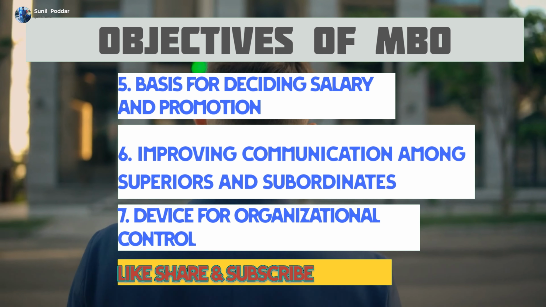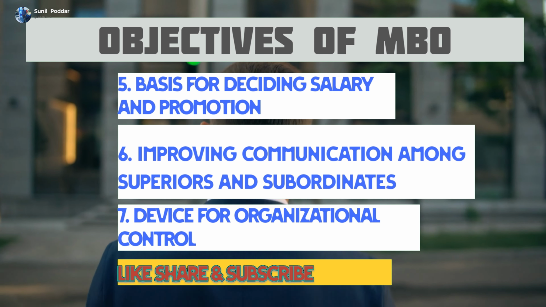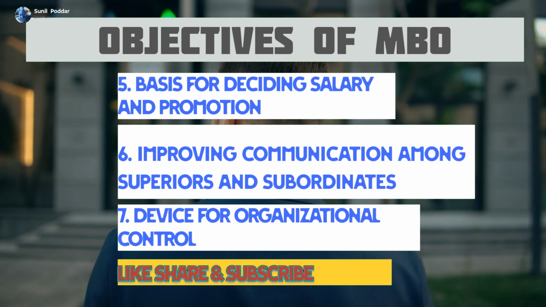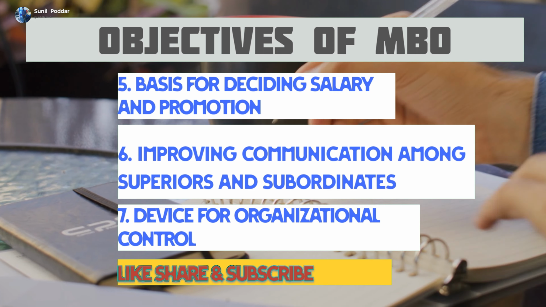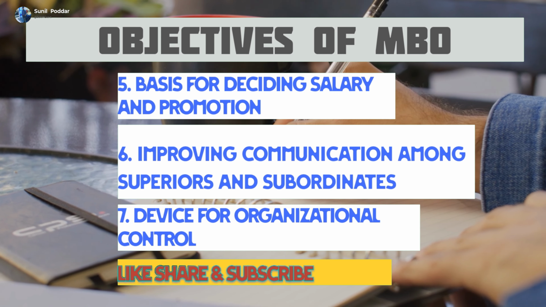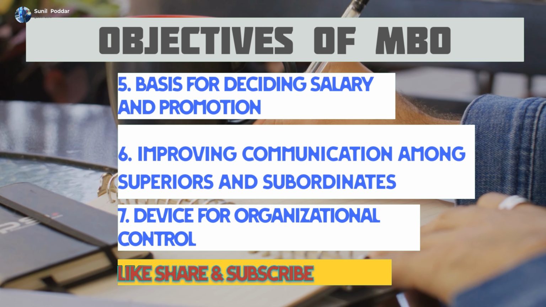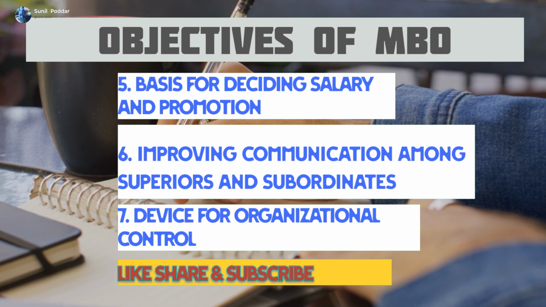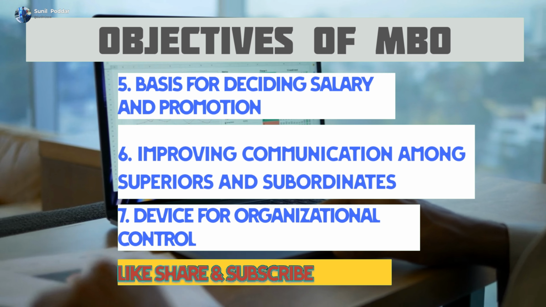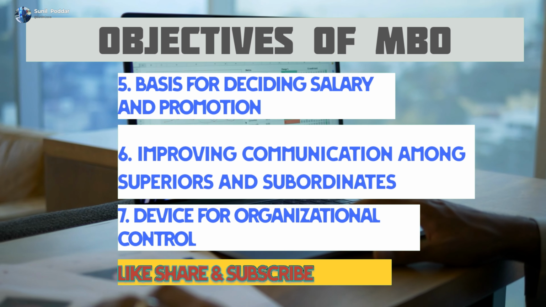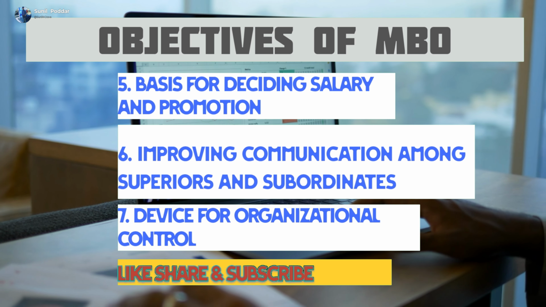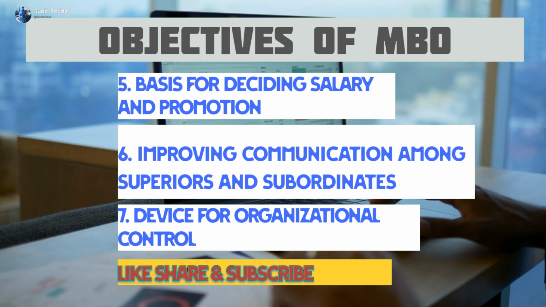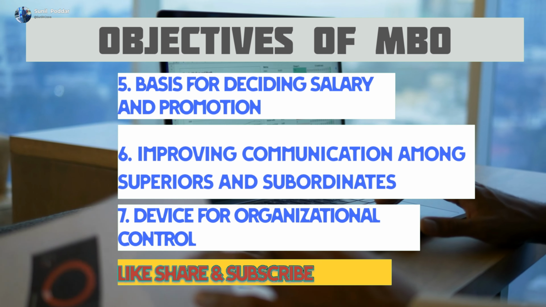Improving communication among superior and subordinates. MBO fosters better communication through regular discussion about objectives and progress. For example, in a hospital, doctors and administrators regularly discuss patient care goals, leading to better coordination and outcomes. Device for organizational control. MBO helps in organizational control by regularly monitoring performance against objectives. For instance, in a manufacturing plant, management can quickly address any production shortfalls by analyzing performance data, ensuring the company stays on track to meet its goal.